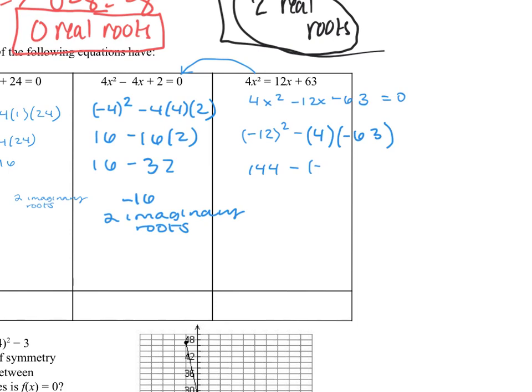It's not working. It's not erasing. Just rewrite it. Yeah, just cross it out and rewrite it. Okay. Minus 12 squared minus 4 times 4.